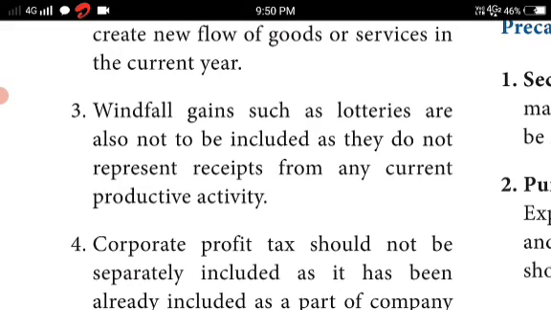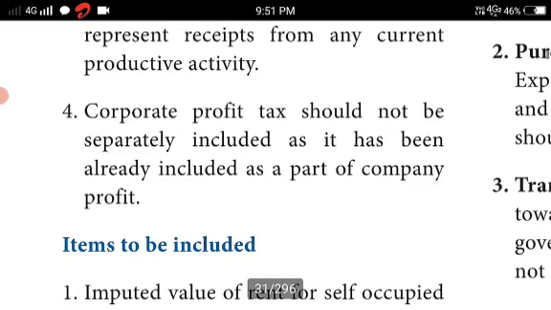And corporate profit tax should not be separately included, as it has already been included as a part of company profit. You know the corporate profit. So the corporate profit tax should not be separately included, as it has been already included as a part of company profit. So already it was added. Again and again, we should not go and include it in the income method.